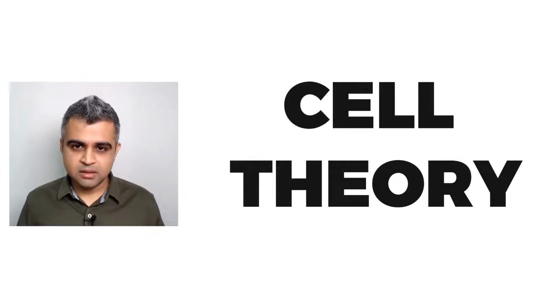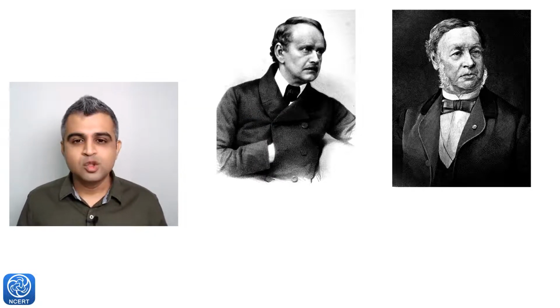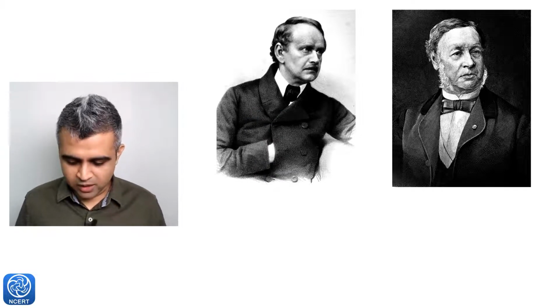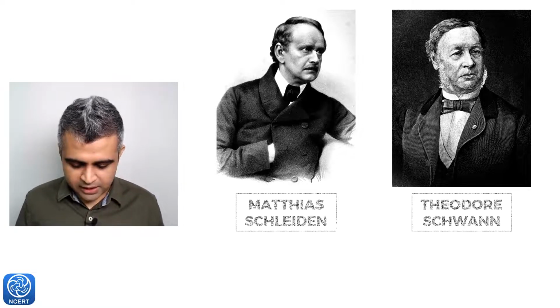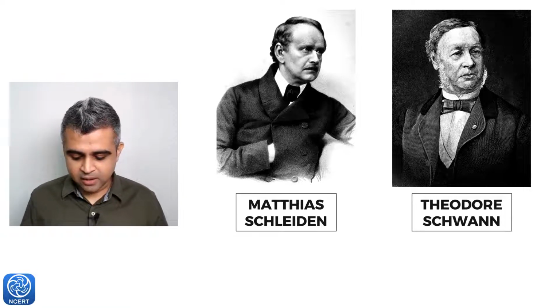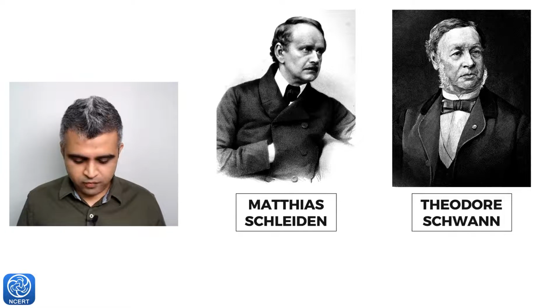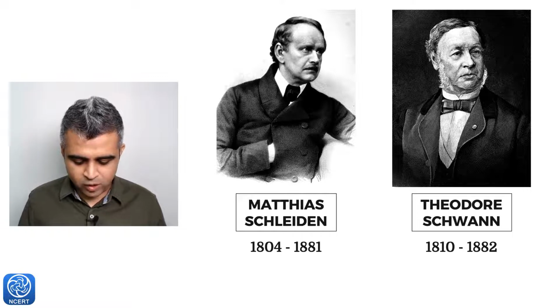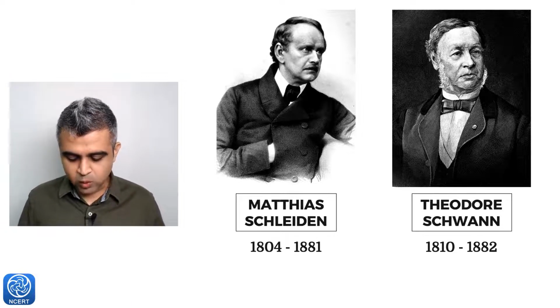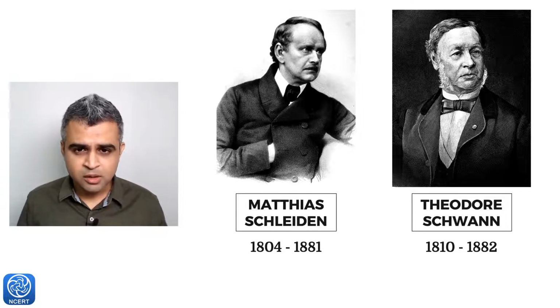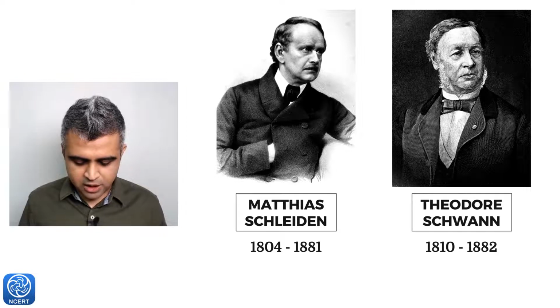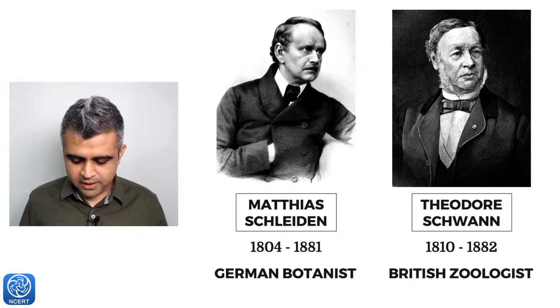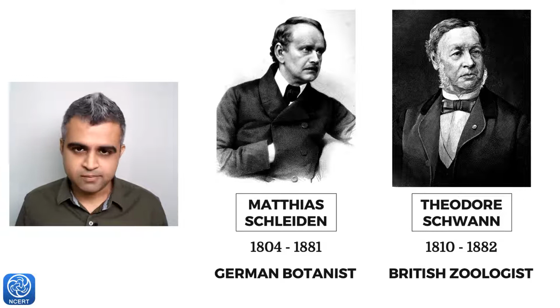Now, what is this thing called the cell theory? So, again, two more dudes in black and white looking awesome. The first one is Matthias Schleiden, and the second one is Theodor Schwann. Now, both of them were living somewhere in the 19th century. So Schleiden was between 1804 and 1881, whereas Schwann was between 1810 and 1882. So living around the same time. And NCERT textbook says that Schleiden is a German botanist, whereas Theodor Schwann was a British zoologist.